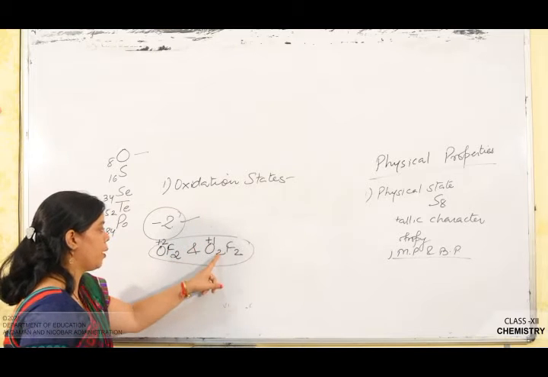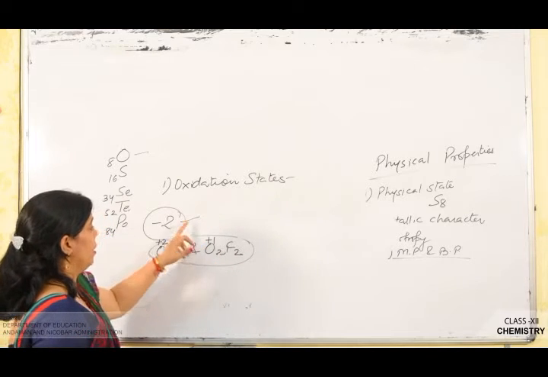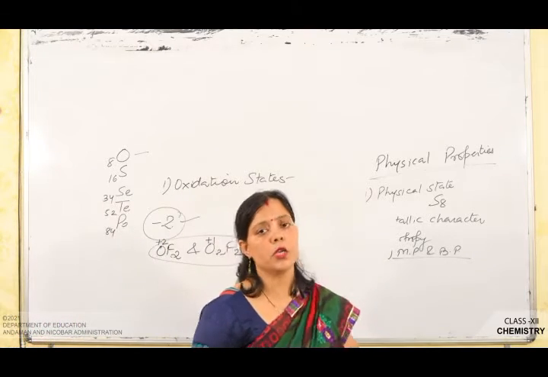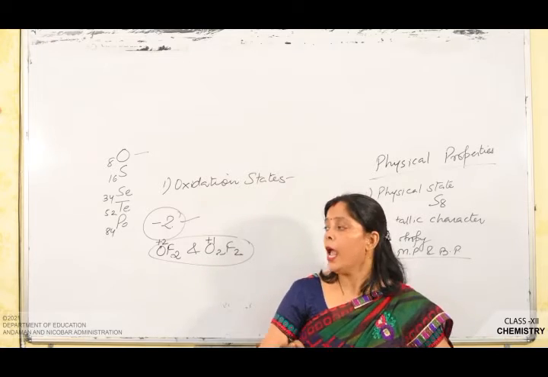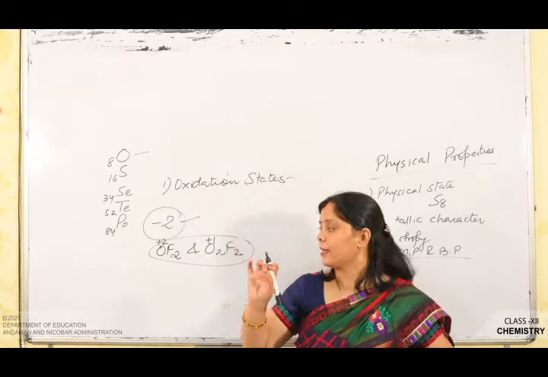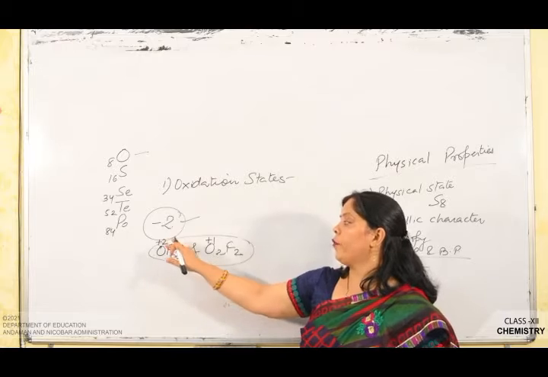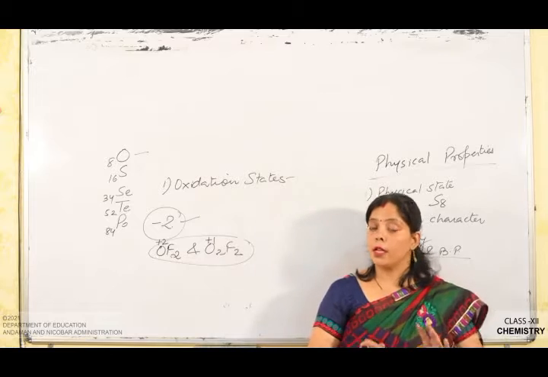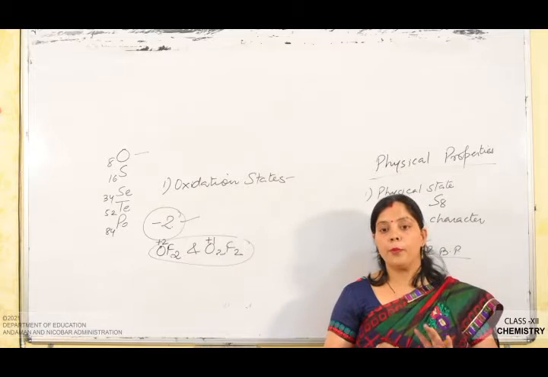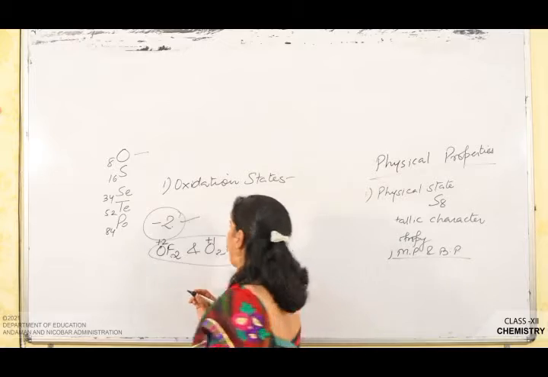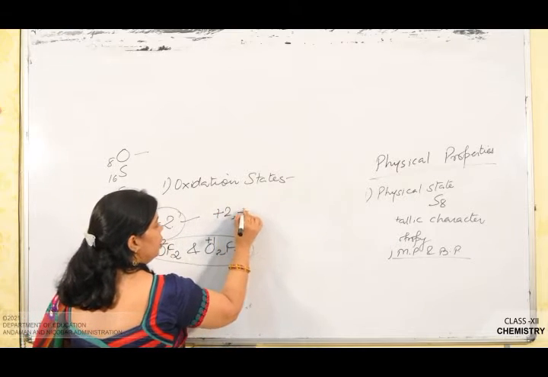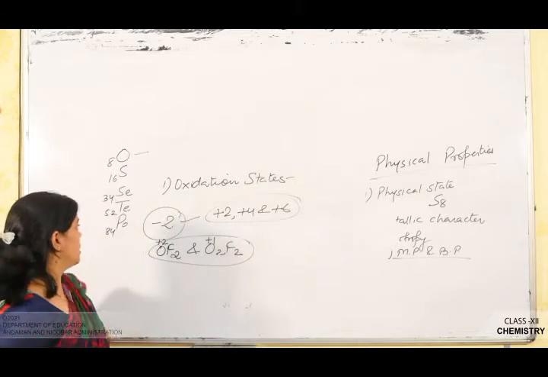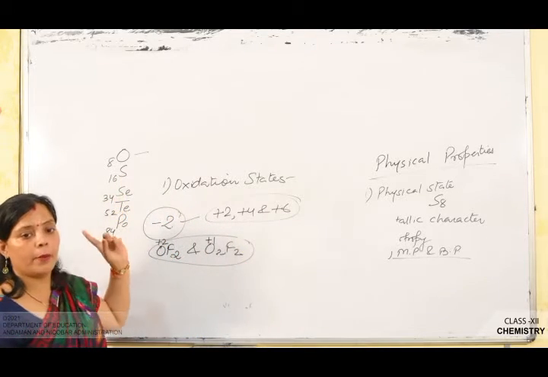So it shows +1 and +2 only in these two compounds, and in all other compounds the oxidation state of oxygen is only -2, because oxygen is an electronegative element, and since its electronegativity is less than that of fluorine, when it forms fluorides the oxygen has a positive oxidation state. Sulfur, selenium, tellurium and polonium show three oxidation states, that is +2, +4 and +6. These oxidation states are shown by sulfur, selenium, tellurium and polonium.